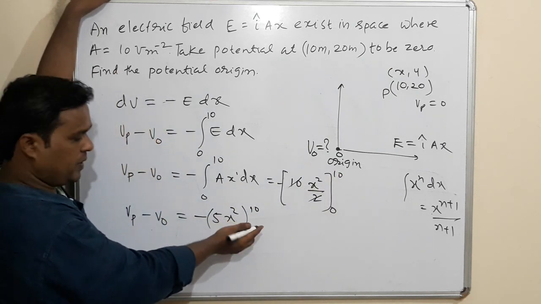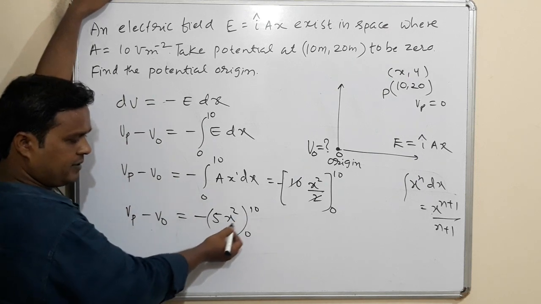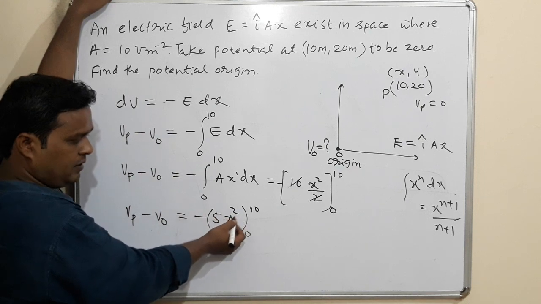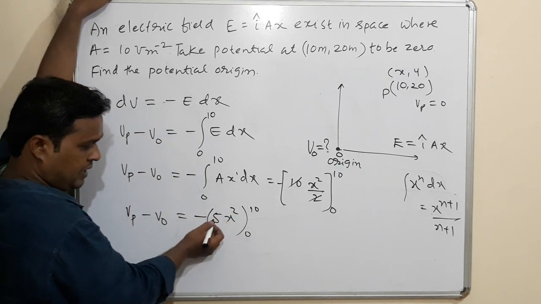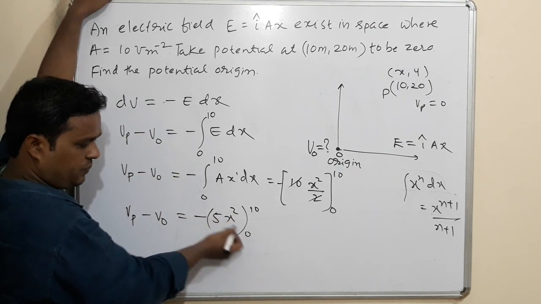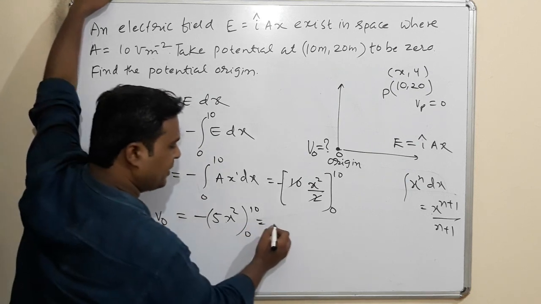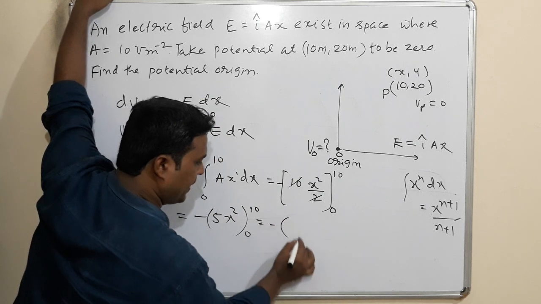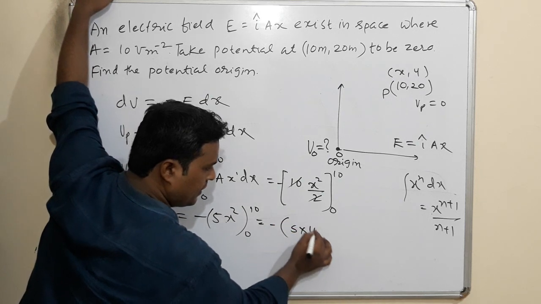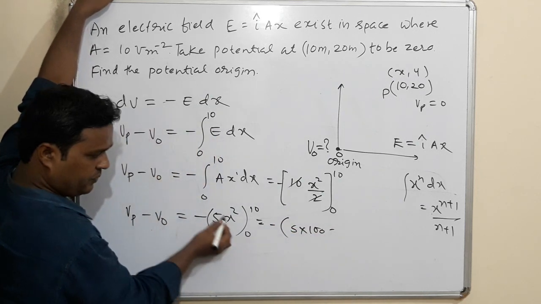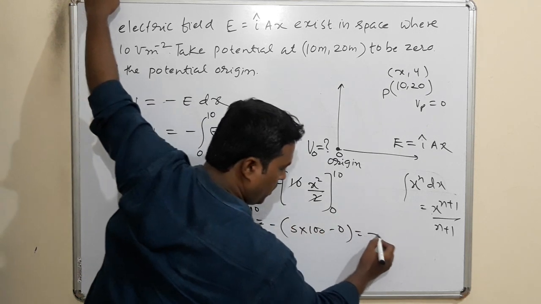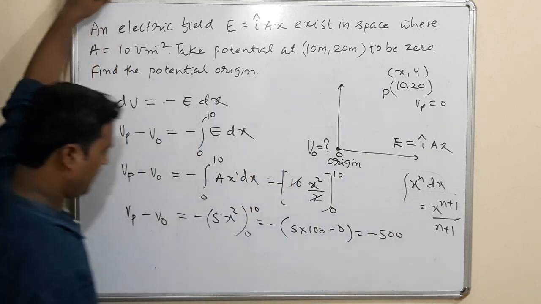How do we substitute the limits? In place of x you put 10. This will be 10 square. 10 square is 100, then it will be 5 into 100, which is 500. In place of x we put 0. This will be 5 into 0, which is 0. Then overall it will be minus 500.